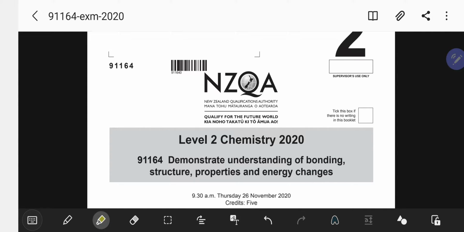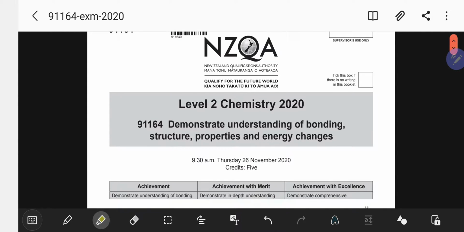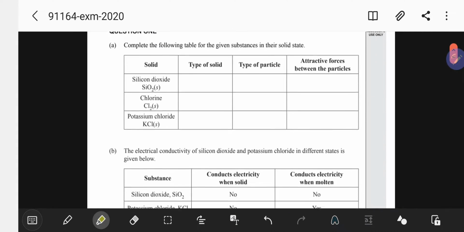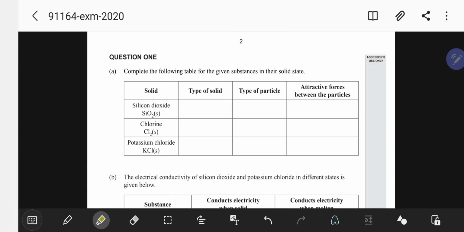Hey guys, welcome to the Level 2 Chemistry 2020 Structure and Bonding paper. Let's get started. So question 1, complete the table for the given substances in their solid state.